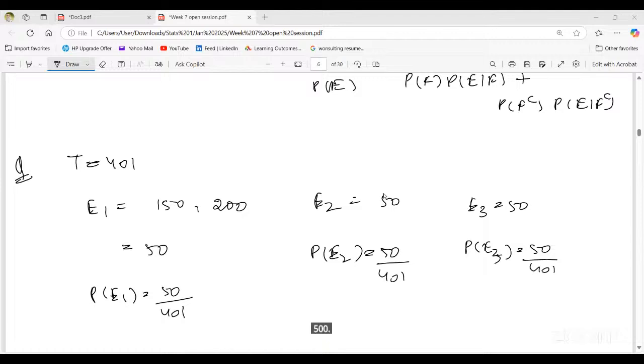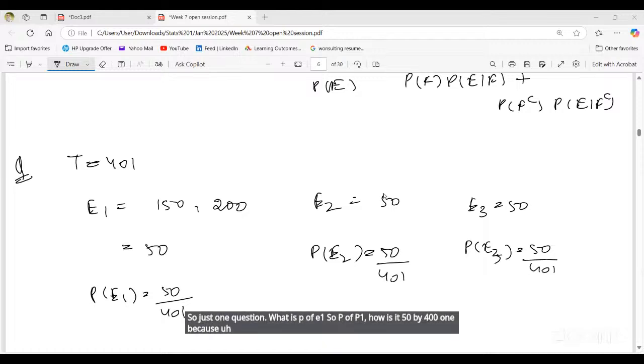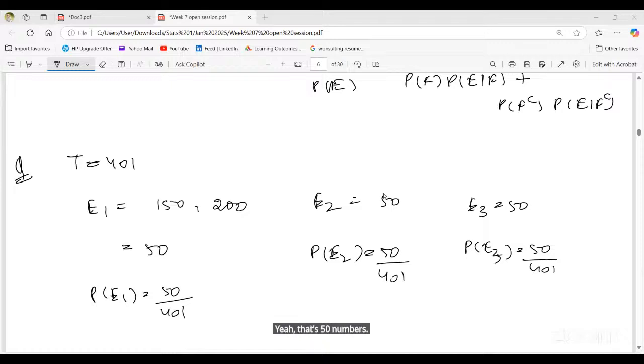Just one question about this P of E1. How is it 50 by 401? Because we are supposed to consider all numbers greater than 150 but less than or equal to 200, right? Yeah, that's 50 numbers. 200 minus 150, yeah, 50. The number on the card is greater than 60 but less than or equal to 110.